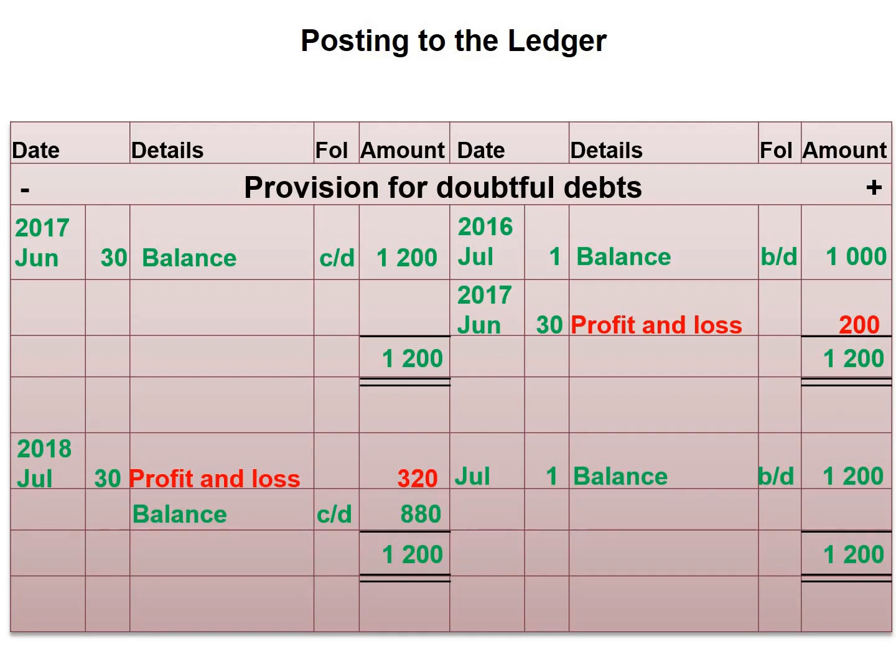If there is an increase in our provision for doubtful debts, we will enter that difference on the credit side, and if there's a reduction in our provision for doubtful debts, we will enter the difference on the debit side. Please take note that only the movement will be recorded in the provision for doubtful debts account, not the full amount. Now let's have a look at how we will record this in our income statement.